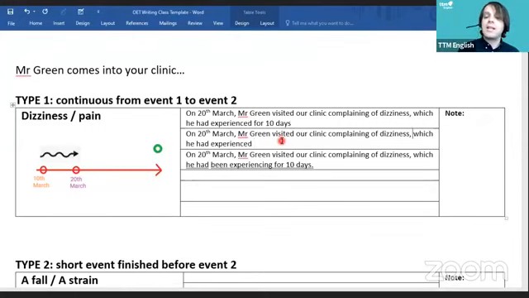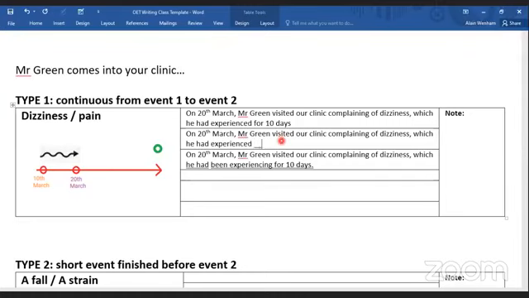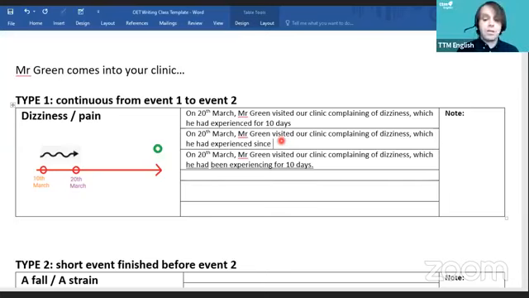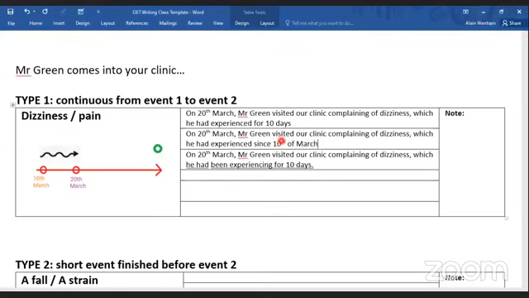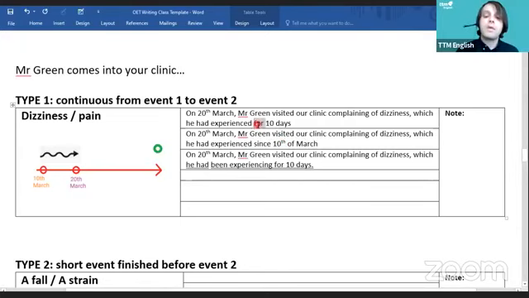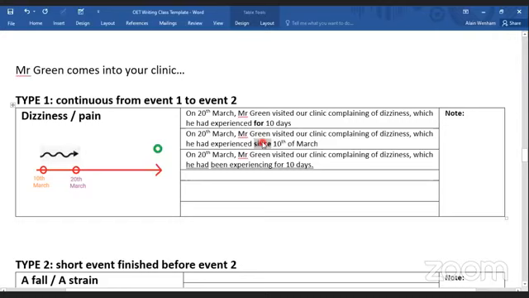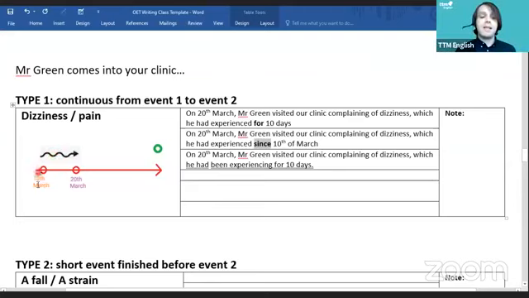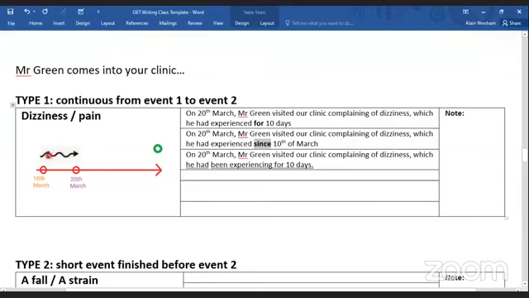Green visited our clinic complaining of dizziness, which he had experienced since 10th March. Since the 10th of March. Okay, so notice how we've got for and since here. They're very, very important. So actually it's the past before the past. Yeah, exactly, sort of. We're talking about this time here, but here it's unfinished time. It's unfinished actions, right? Can I ask one question?